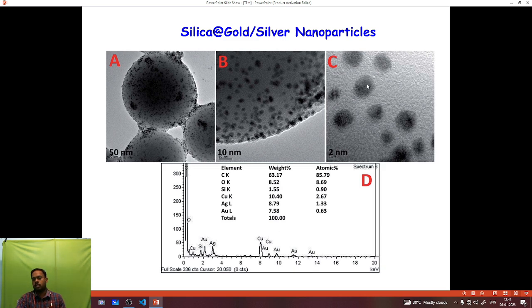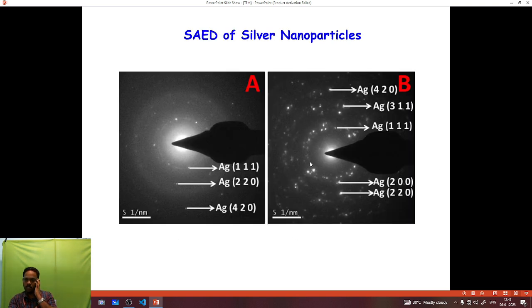In a particular spherical particle, we can see dark and lighter spots on the surface. You can understand that the dark color indicates the presence of gold and the light color indicates the presence of silver, because silver has a lower atomic number than gold. These are the selected area electron diffraction patterns of the silver nanoparticle. The circle patterns with dotted lines indicate the crystalline nature of the sample, and these circles correlate to the different crystalline facets of the silver nanoparticle.